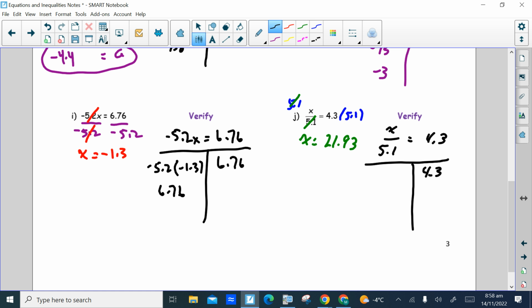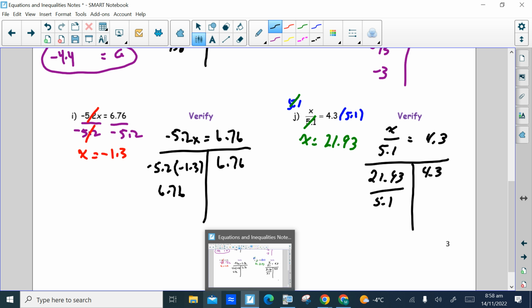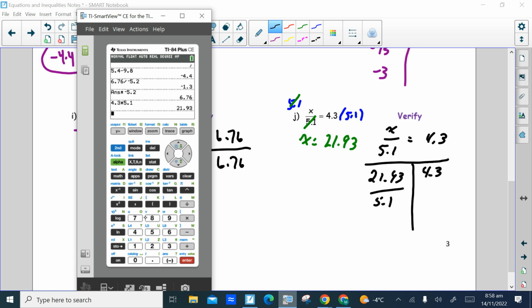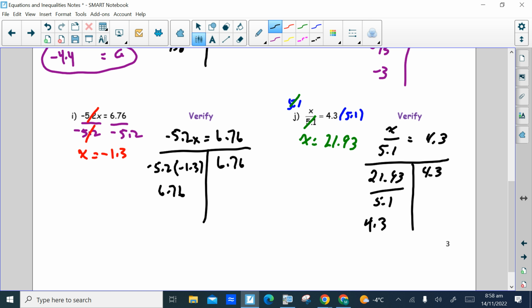So on the left, it's x, which we found to be 21.93. That's divided by 5.1. And we should get the same thing that's on the right side. We should get the 4.3. And we do. You should never get these wrong, because you can always check them to make sure that the answer that you got works. It is the value that makes the equation true.